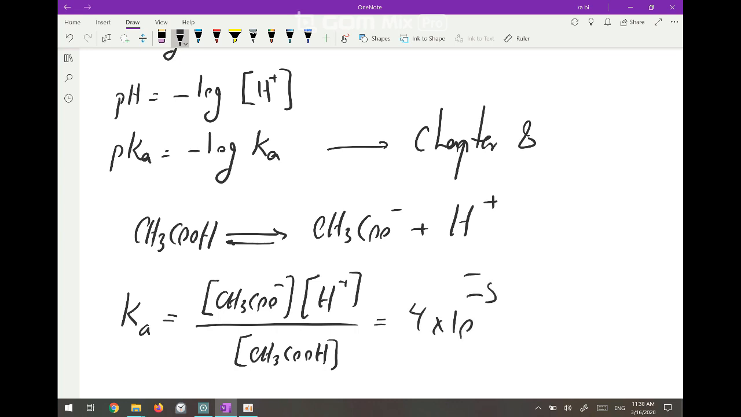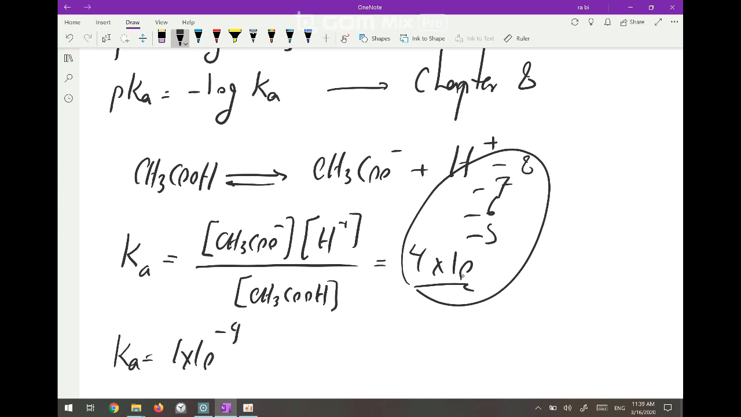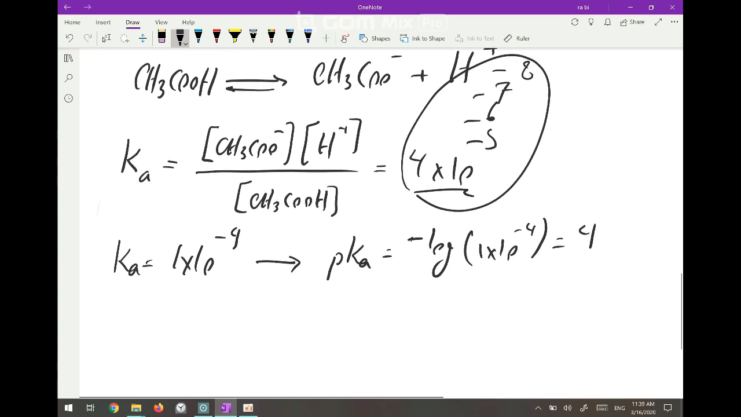And for the weak acid, the Ka is, for example, around 4 times 10 to the power of, it can be -5, -6, -7, -8. When it's smaller, it becomes a weaker acid. Okay, so the pKa is actually the negative logarithm of this value that you have here. Suppose you have an acid whose acid dissociation constant is 1 times 10 to the power of -4. So in that case, the pKa is negative logarithm of 1 times 10 to the power of -4, which becomes 4.